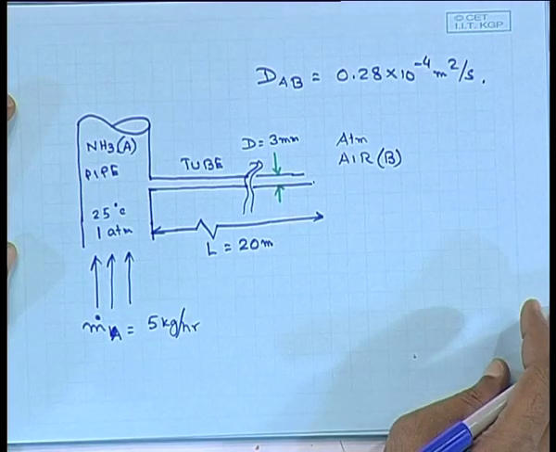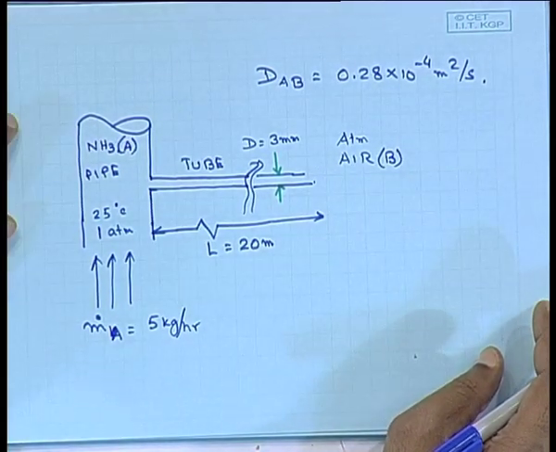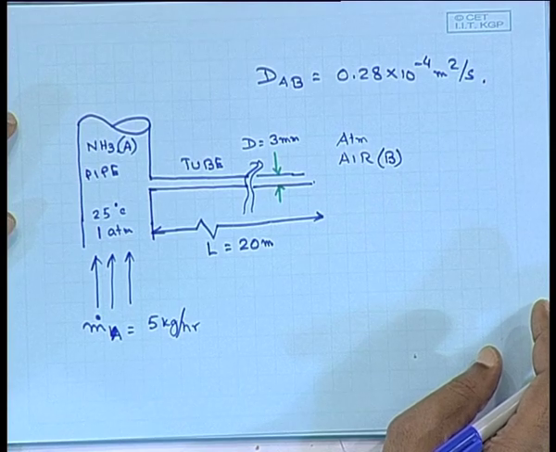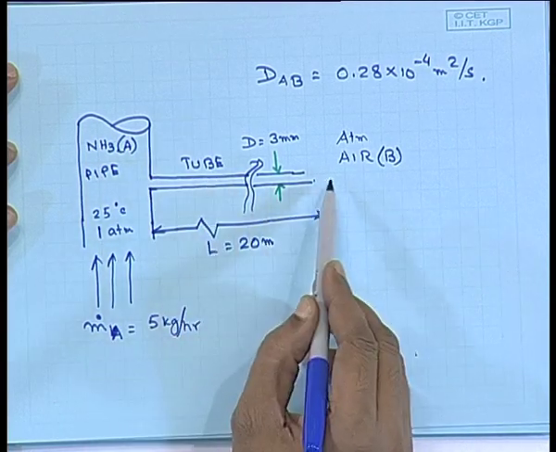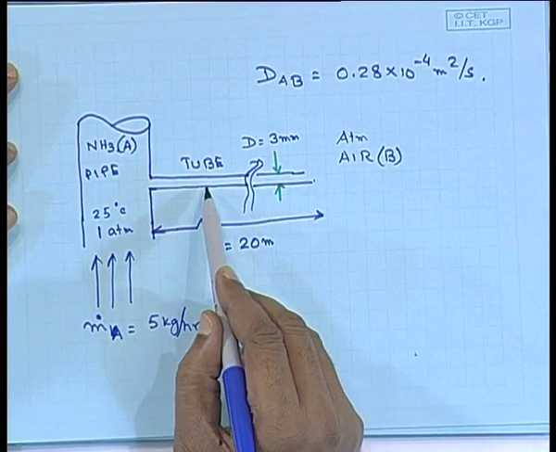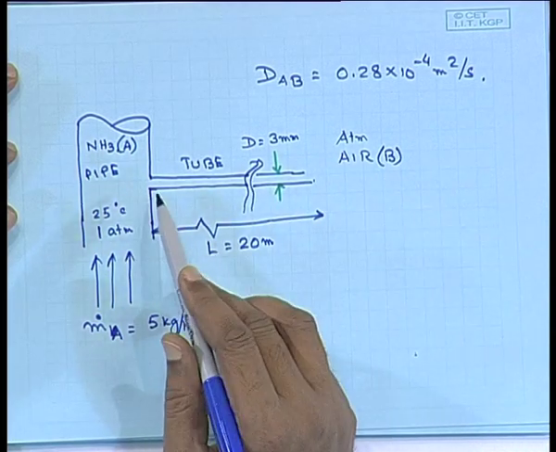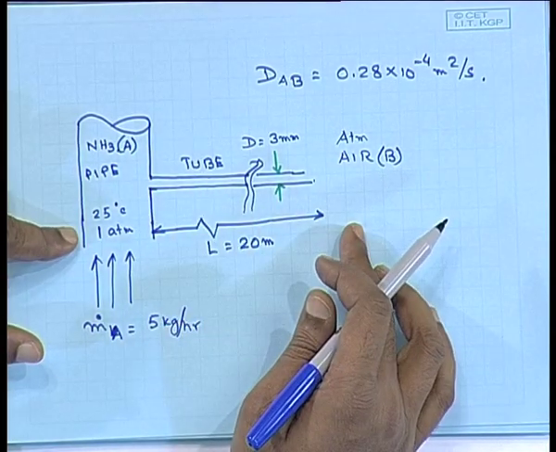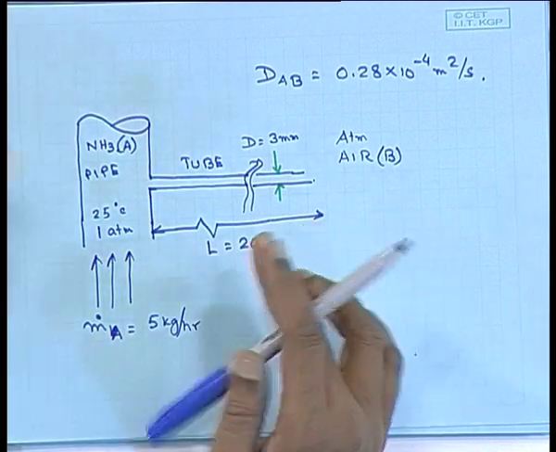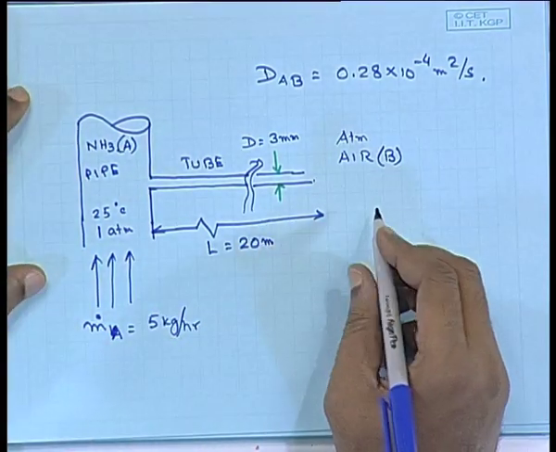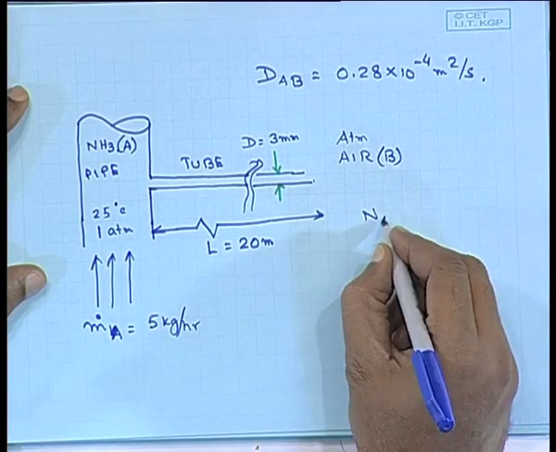Now, first of all, tell me, is this a case of equimolar counter diffusion? You have two large reservoirs, you maintain the pressure and temperature the same. So, it is a case of equimolar counter diffusion. Each mole of ammonia moving in this direction has to be replaced by 1 mole of air coming from the atmosphere to the pipeline. And since the pressures are roughly the same, you do not have any convective flow. The effect of this convective flow is going to be negligible.